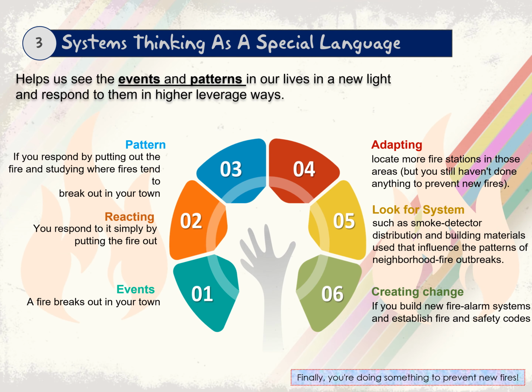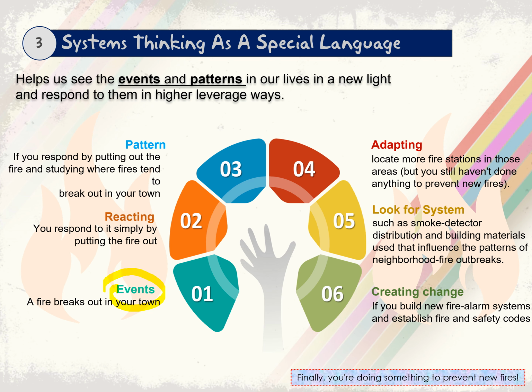Systems thinking can also act as a special language, which helps us to see events and patterns in our lives in a new light and respond to them in high leverage ways. For example, let's say a fire breaks out in the town. Okay, so that is the event.